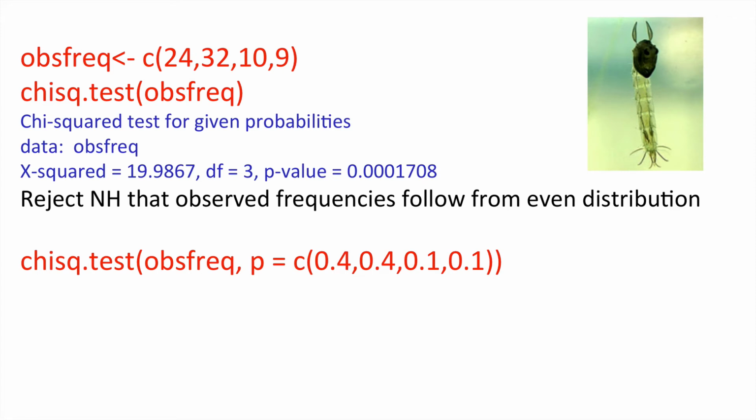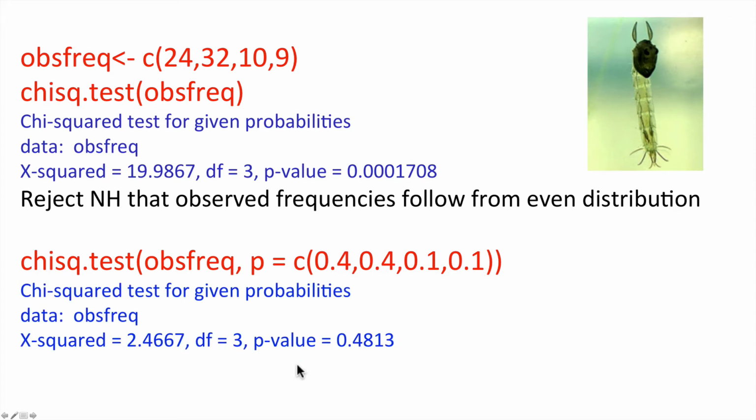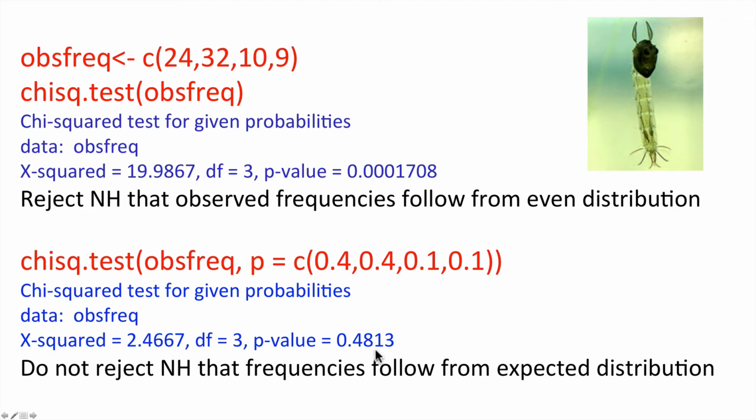Now, after conducting this test, we can see that the chi-squared value is that much smaller, 2.4667. We've got 3 degrees of freedom, and in this case, when tested against this null hypothesis generating the expecteds, we cannot reject that null hypothesis. So we cannot, in that particular case, reject the null hypothesis that the frequencies of observed follow from the underlying expected distribution of 40%, 40%, 10%, and 10%.